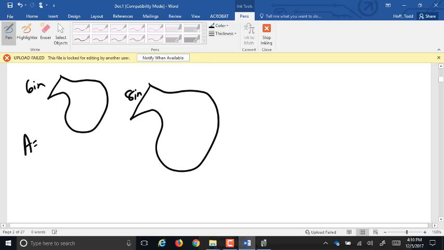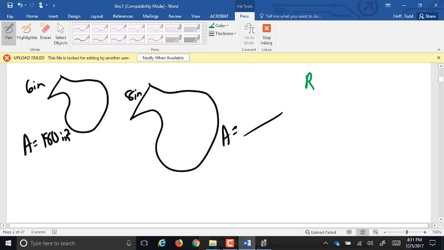And over here, I knew the area was, let's see here. Let's say that I knew this area was 180 square inches. I can find the area of this piece.